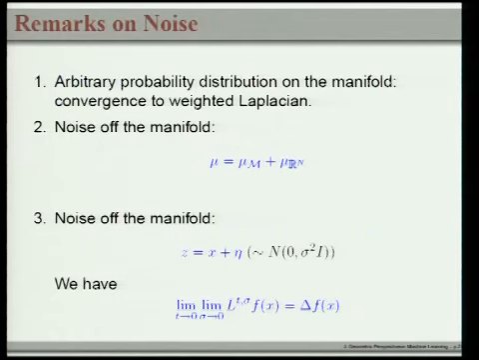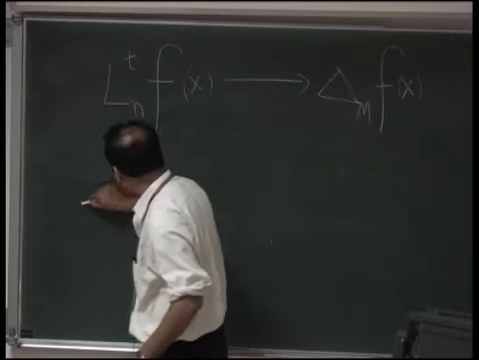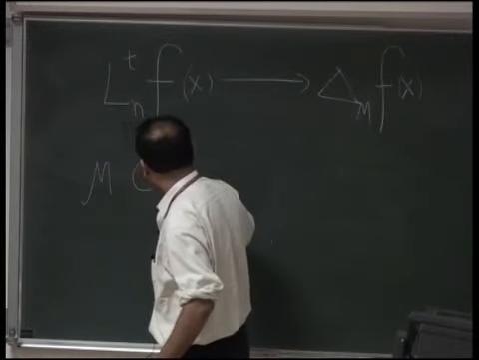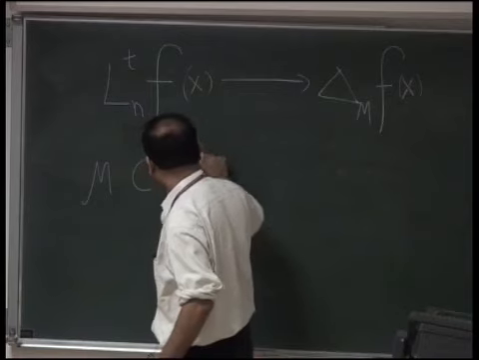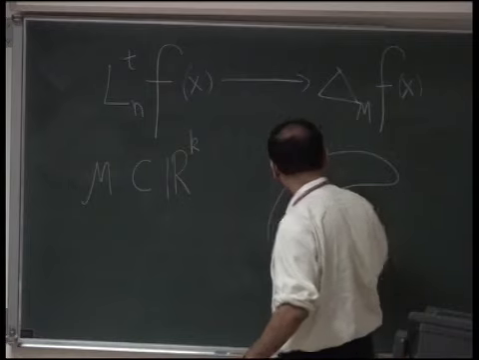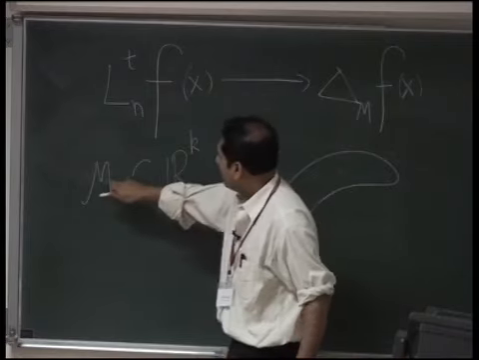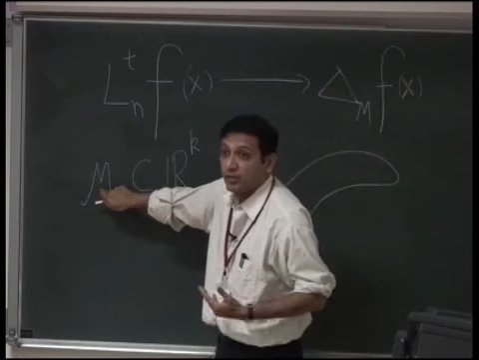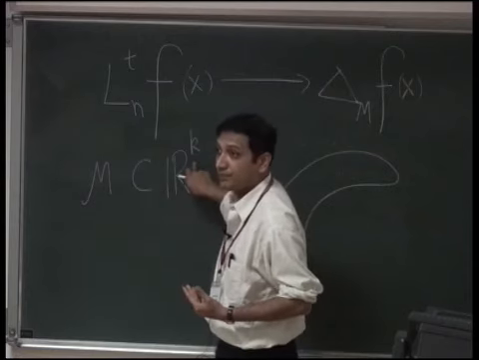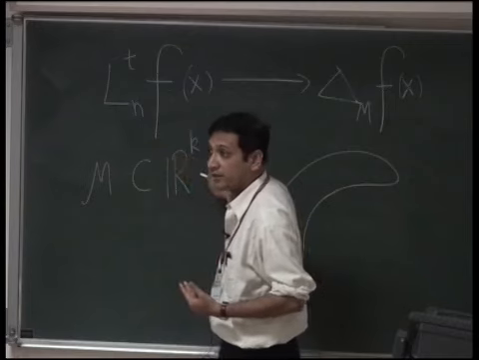Okay, so when you have data which is not uniform, there is actually something called the weighted Laplacian. Here you have a manifold M which is a subset of R^k. Okay, so here is your manifold in R^k. It gets its Riemannian structure from R^k. So it is a submanifold of R^k.